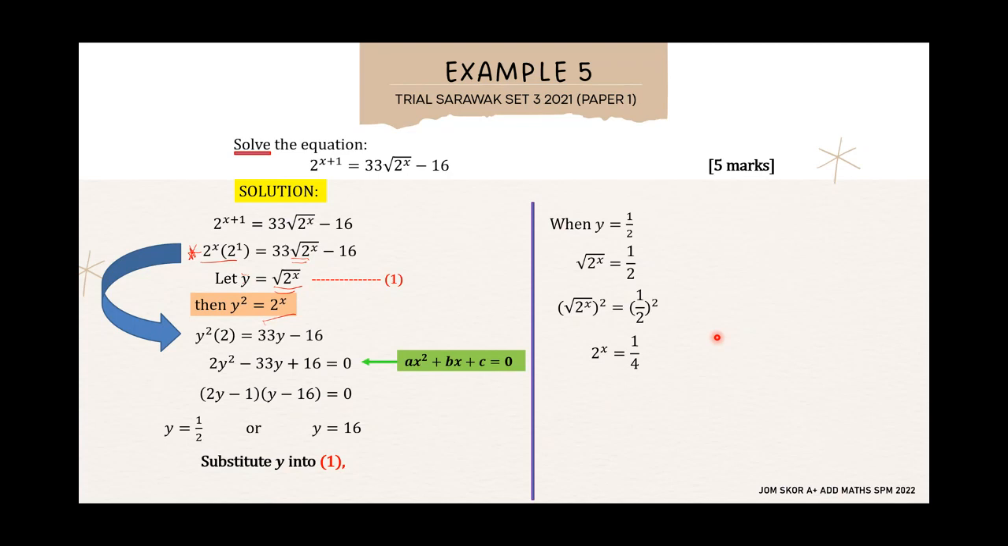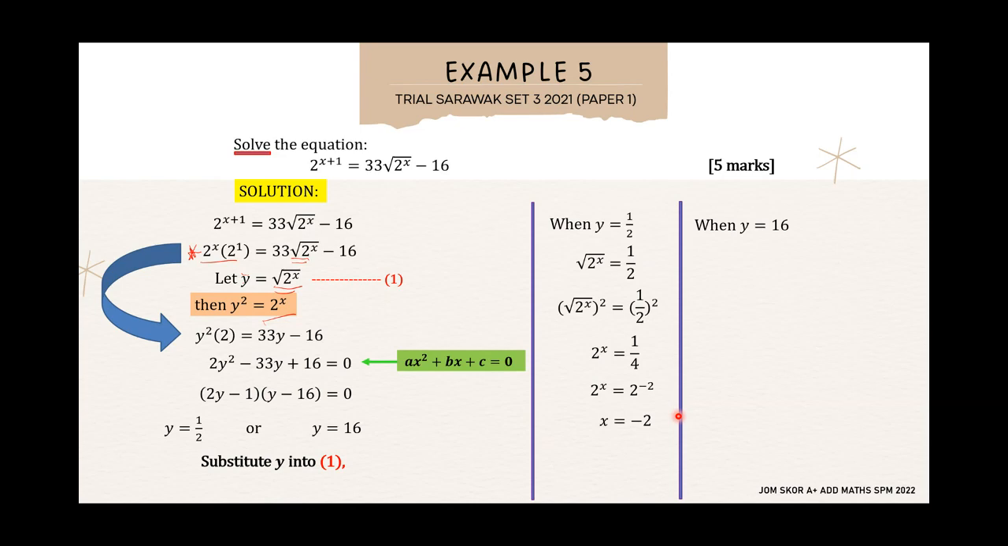We can find the value of index if the base is the same. Okay, so sekarang kita nak tukar daripada 1 over 4 kepada base 2. So, kita akan dapat 2 to the power of negative 2. Okay, now base dah sama, we can just compare the index. So the value of x, the first value of x is negative 2. Okay, now look at the second value of y, which is 16.